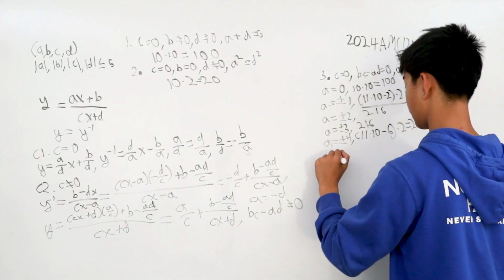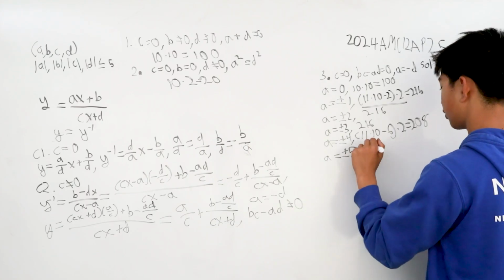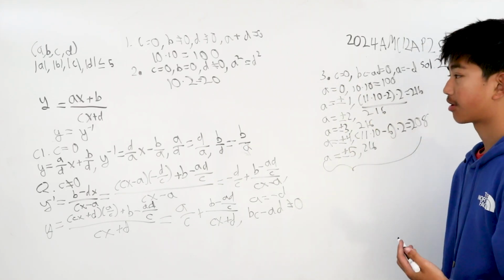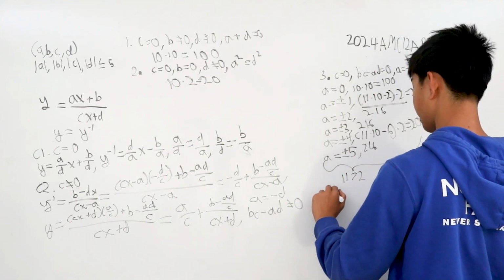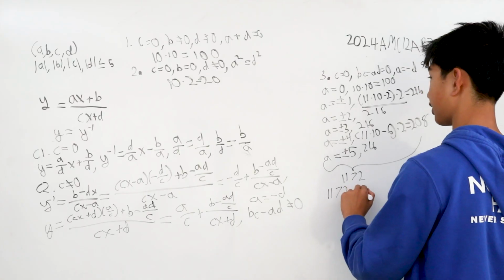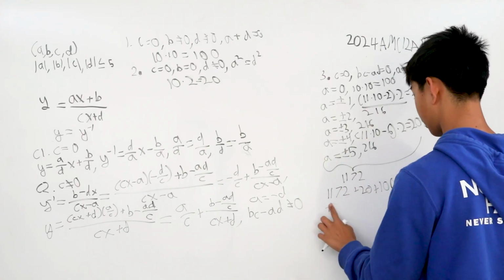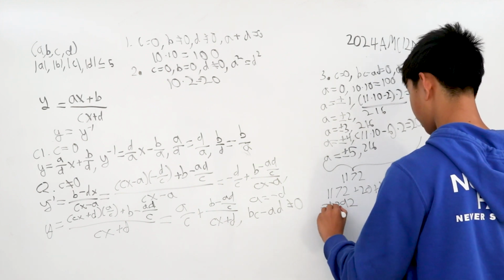And then a equals plus or minus 5. That's just back to normal, 216. So when you sum all of these values up from the third case, we get 1172. So our total sum is 1172 plus 20 plus 100, which gives us our answer of 1292, and we are done.